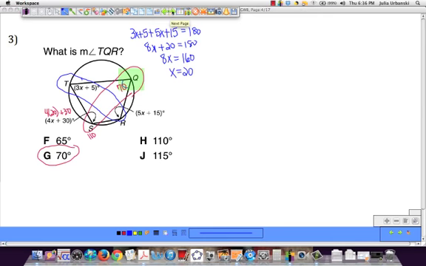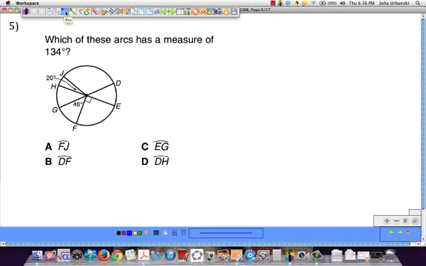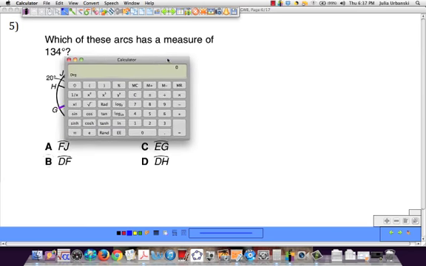Next one we skipped. Number 5, which of these arcs has a measure of 134? It's pretty hard to do this one straightforward. You have to do it backwards. Find all of your missing pieces. This is a straight line right here, adds up to 180. So I'm going to do 180 minus the 2 pieces that I know.